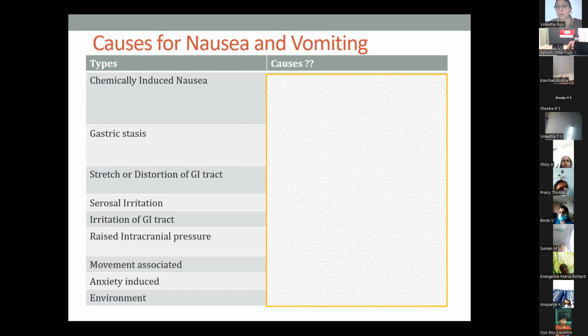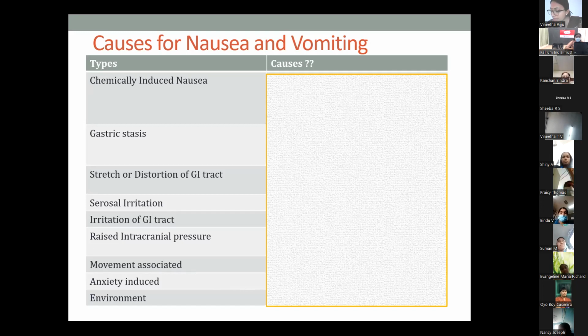Anticholinergic drugs like hyoscine, the brand name that we generally use is Buscopan, that is hyoscine butyl bromide, can themselves cause some amount of stasis. The next one is distortion of the GI tract, which is where constipation comes in. Constipation, or some sort of intestinal obstruction, can cause nausea and vomiting.